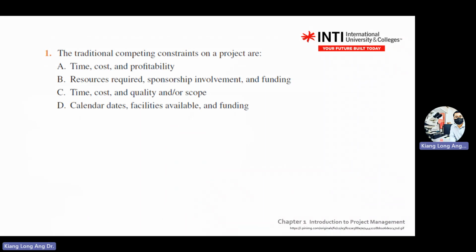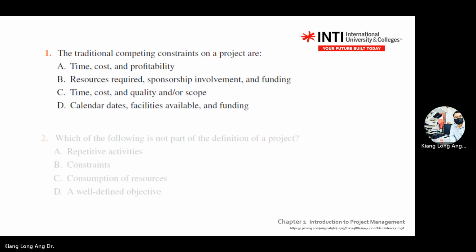Okay, let's do some knowledge check, then we call it a day. First question: the traditional competing constraints of the projects are what? Time, cost, quality, scope. Okay, means the triangle.